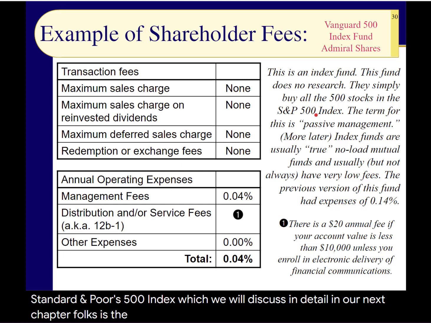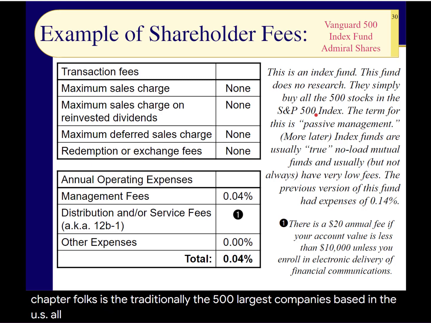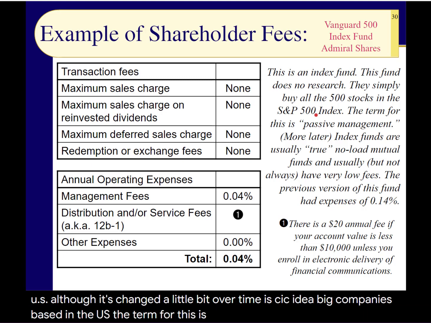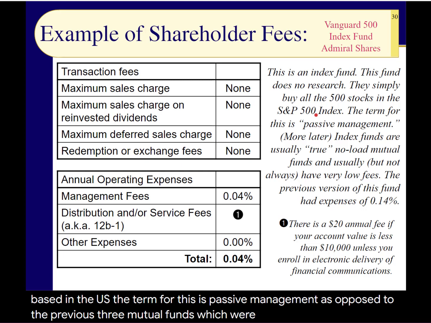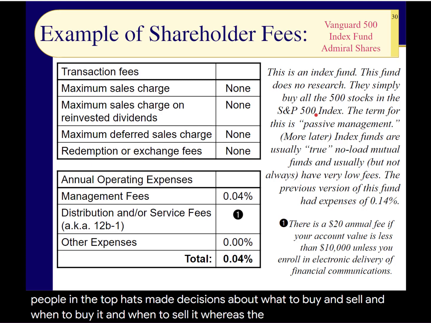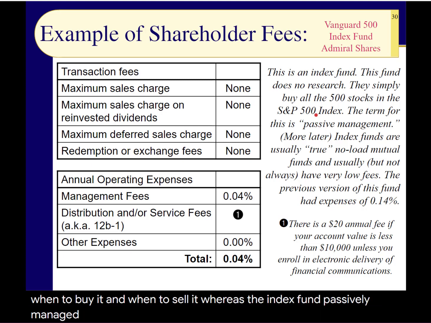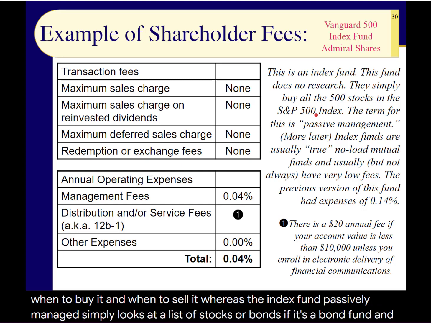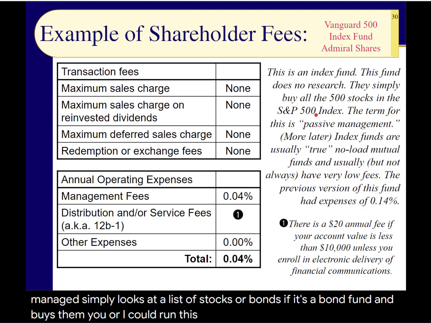It's traditionally the 500 largest companies based in the U.S., although it's changed a little bit over time. That's the idea. Big companies based in the U.S. The term for this is passive management, as opposed to the previous three mutual funds, which were actively managed. The people in the top hats made decisions about what to buy and sell, and when to buy it and when to sell it. Whereas the index fund, passively managed, simply looks at a list of stocks or bonds, if it's a bond fund, and buys them. You or I could run this fund, assuming we could read.